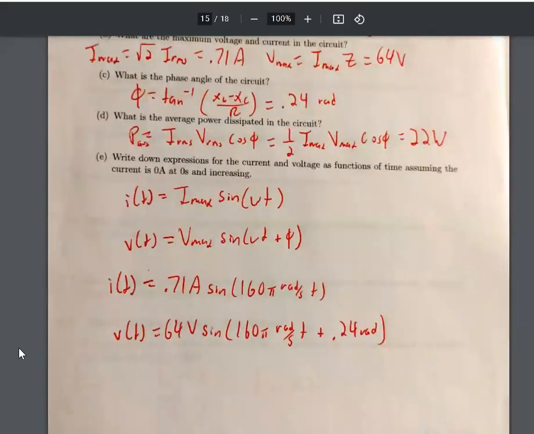All right, now finally, write down expressions for the current and voltage as functions of time, assuming the current is 0 amps at 0 seconds and increasing. So all that means is that the current is given by the maximum current times sine of omega t. In general, you could have the phase angle attached to the current, but when we looked at it, we always attach it to the voltage, and I won't mix that up on the test, so it's always going to be like this. So we'll always assume that the current is just a bare sine, and then the voltage is the maximum voltage times the sine of omega t plus the phase angle, okay? And so we know what the angular frequency is. We know what the phase angle is.